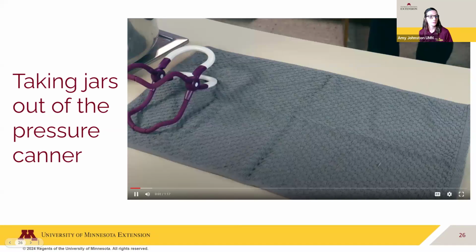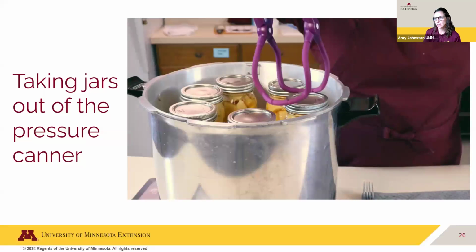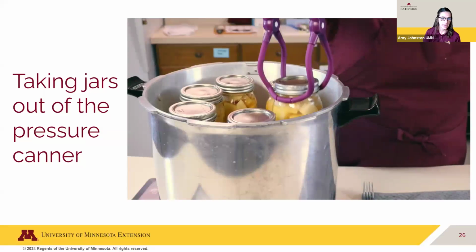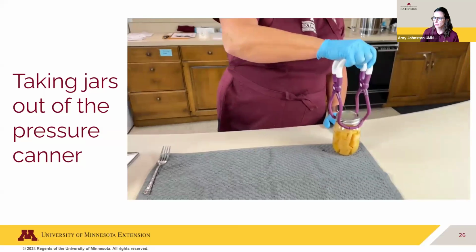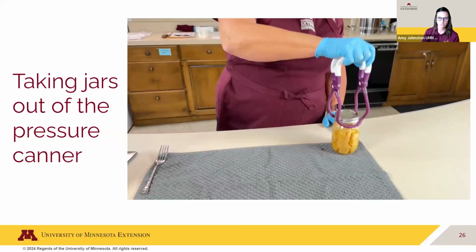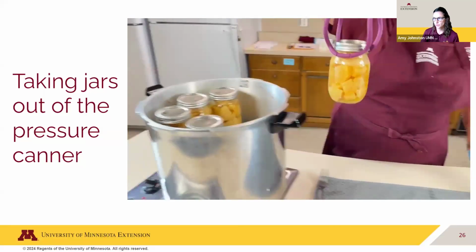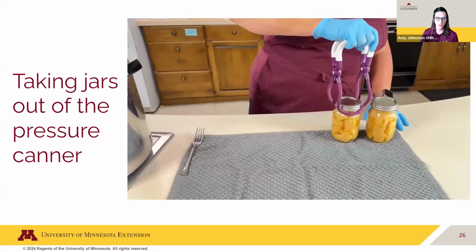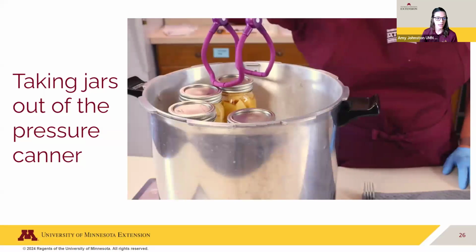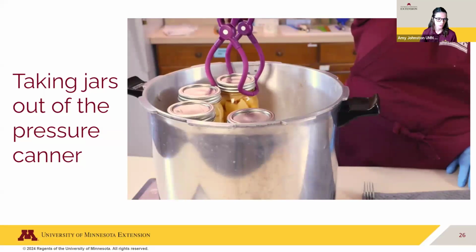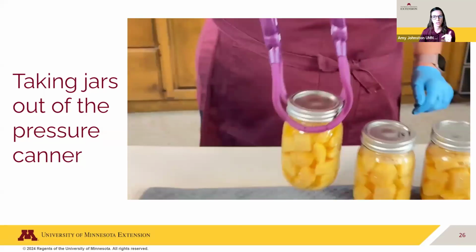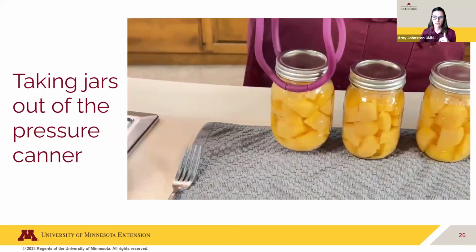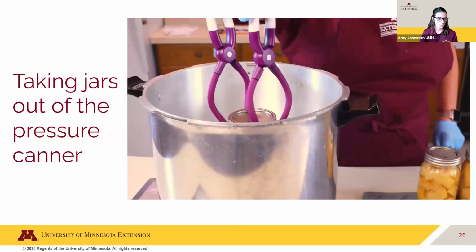So carefully remove the jars from your canner. Again, they are still quite hot. Again, that liquid is still boiling. And again, you can start to listen for that pop or that click as the jars sealed. Once they are cooled, you can then touch them to see if the lid moves up and down to make sure it is sealed.